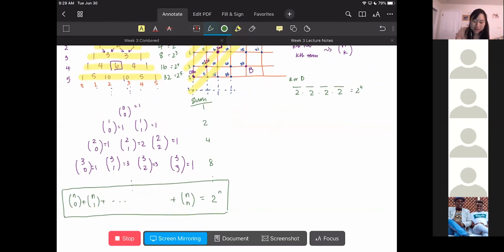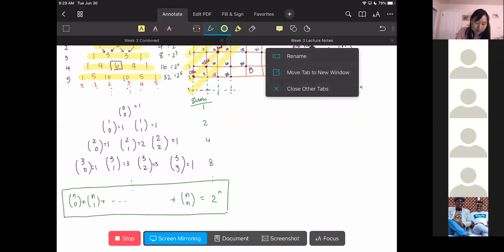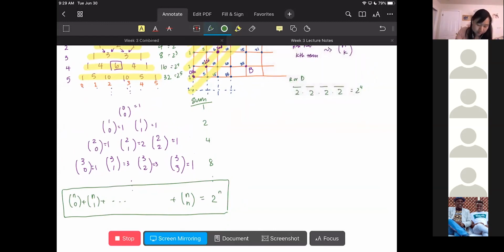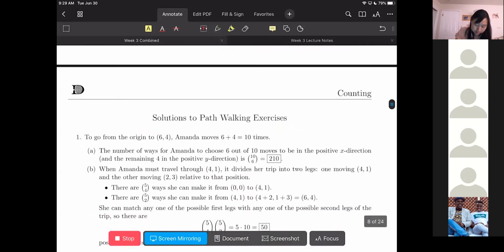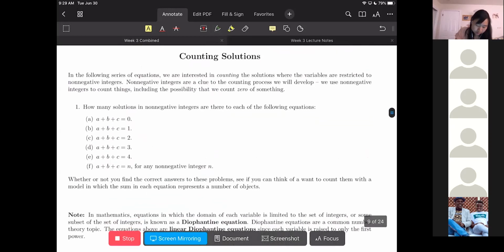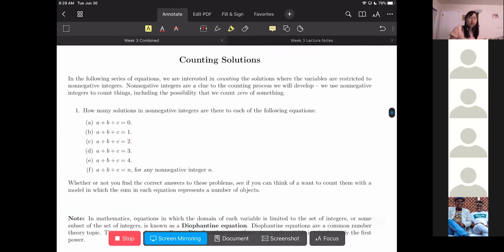All right. So I think we have time. We'll cover one more type of counting problem with combinations. So here's another type of question that you might see that maybe surprisingly we can also solve with counting and combinations. So in basically the following series of equations, we want to count the number of solutions where the variables are restricted to non-negative integers.